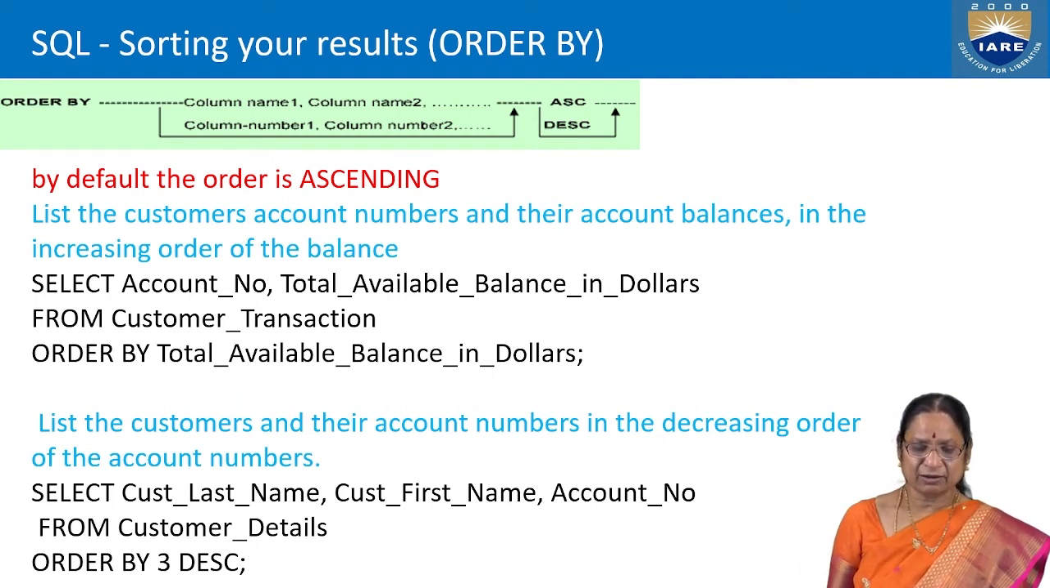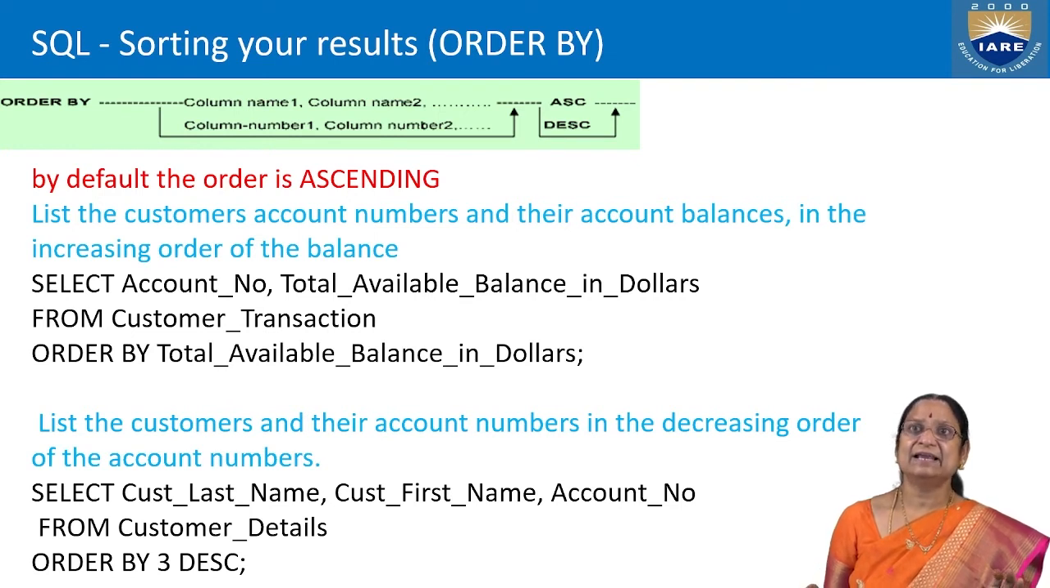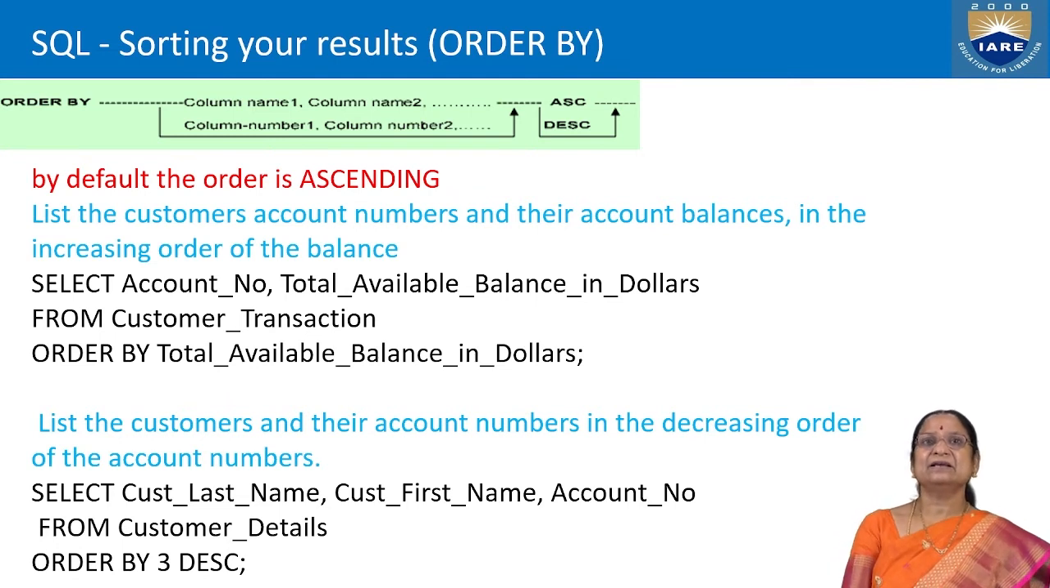Syntax is ORDER BY column name 1, column name 2, etc., ASC; column name, column 2, DESC. ASC stands for ascending. DESC stands for descending. Ascending means you are going from lower to higher value of the respective column data. Descending means higher to lower value.